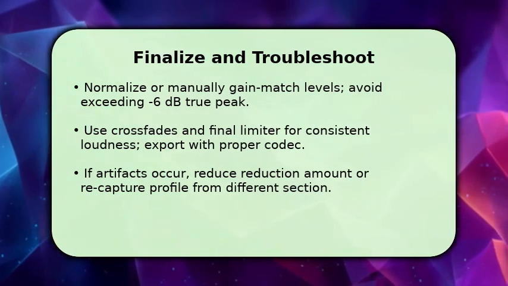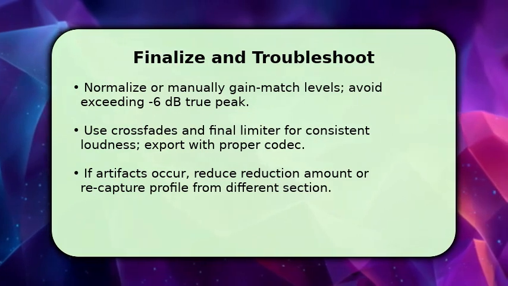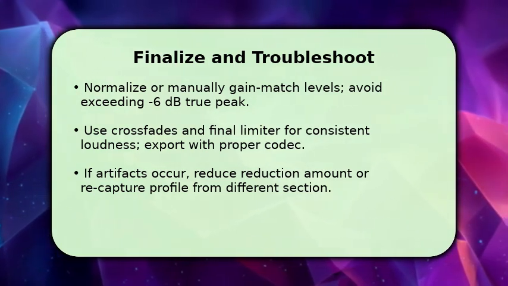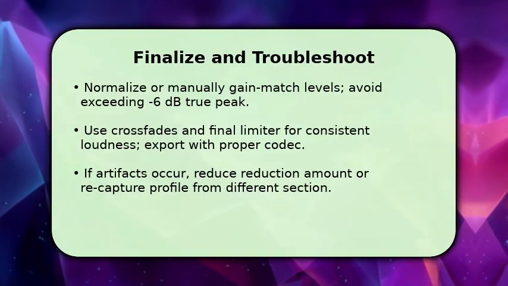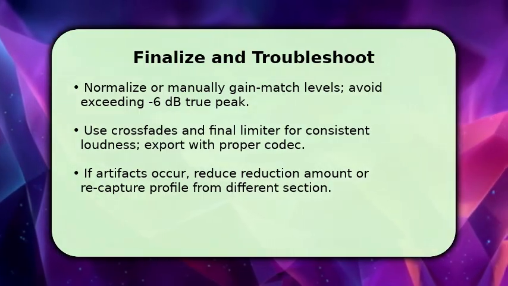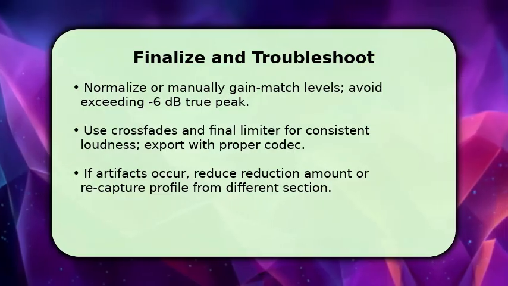Normalize or manually ride gain so your peaks stay around -6 dB true peak, then add gentle compression and a limiter for consistent perceived loudness. Export using a high-quality codec and check the file on multiple devices.